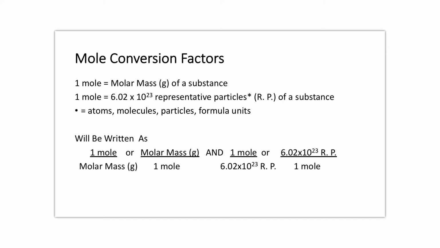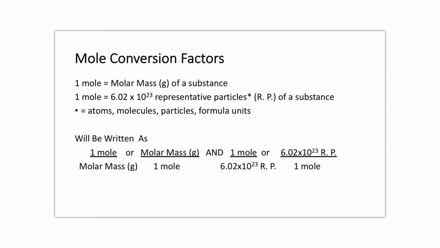So if we're talking about the element of aluminum, there would be 6.02 times 10 to the 23rd atoms of aluminum. If we're talking about water, it would be 6.02 times 10 to the 23rd molecules of water. If we're talking about sodium chloride, it would be formula units.